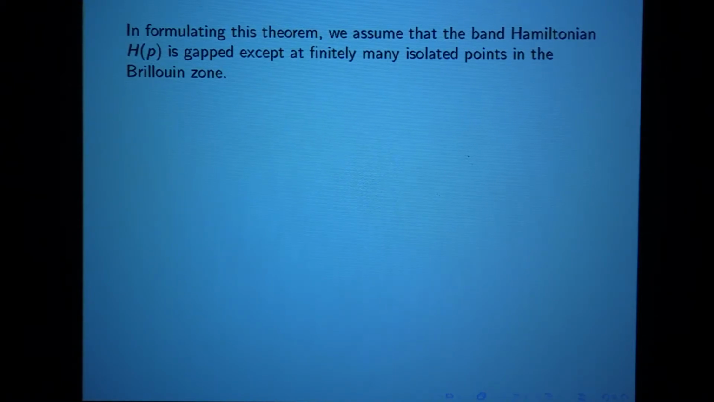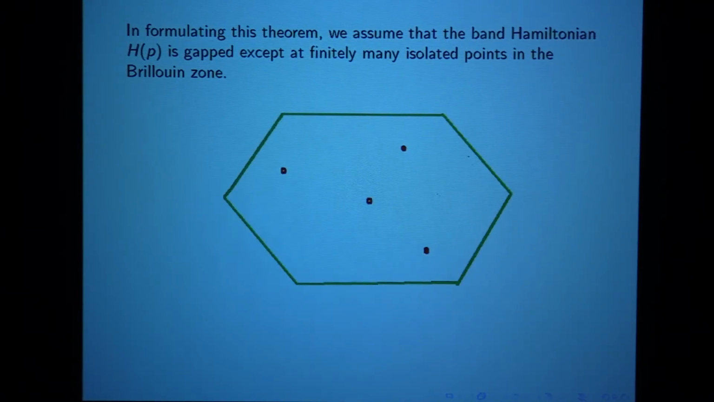So in formulating the theorem, we're going to assume that the band Hamiltonian H of P is gapped except at finitely many isolated points in the Brillouin zone. So the Brillouin zone is really a torus, a three-torus in 3 dimensions, but it's sometimes convenient to think of it as a polyhedron with boundaries that are defined by certain conditions. And anyway, that makes it easier to draw because it's hard to draw a torus. So I've kind of drawn a polyhedron, but we're supposed to identify opposite sides and make it a torus.